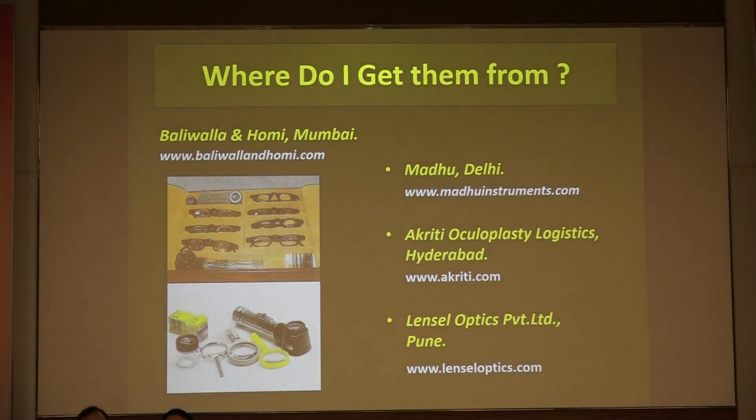So in India, where do you get them from? These are some of the places where you can buy them from. Baliwala and Homi in Mumbai, and the pictures on the left are from the Baliwala testing kit, which is a very simple kit. One can buy it locally, and then you can get some good low vision devices from Madhu Instruments in Delhi, Akriti Oculoplastics in Hyderabad, and Lensal Optics in Pune.